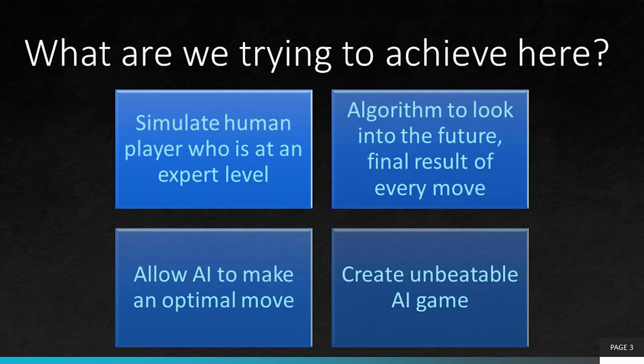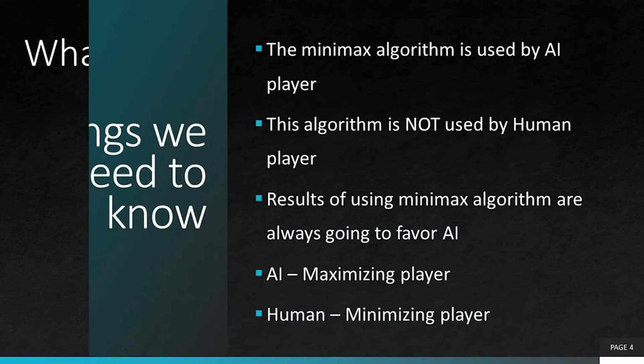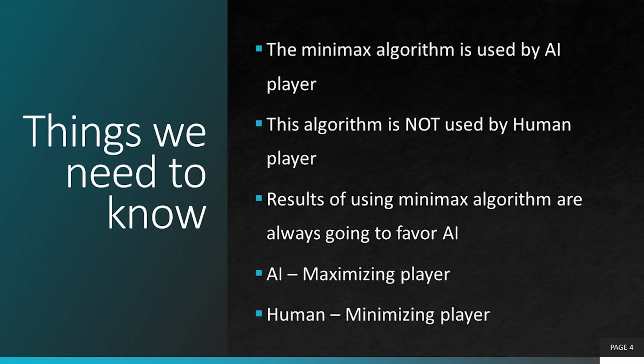It looks well into the future until the end of the game and always makes the right choice. This is why the only possible ending states of the game are either the AI winning or a draw. You will never find that you will win the game. We will be looking into how to create an unbeatable AI tic tac toe game in further videos. Here are certain things we need to know before we move forward.